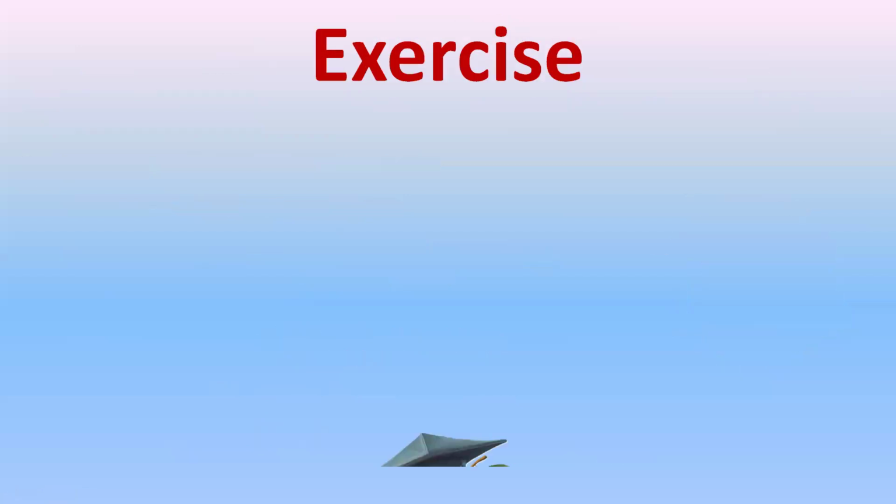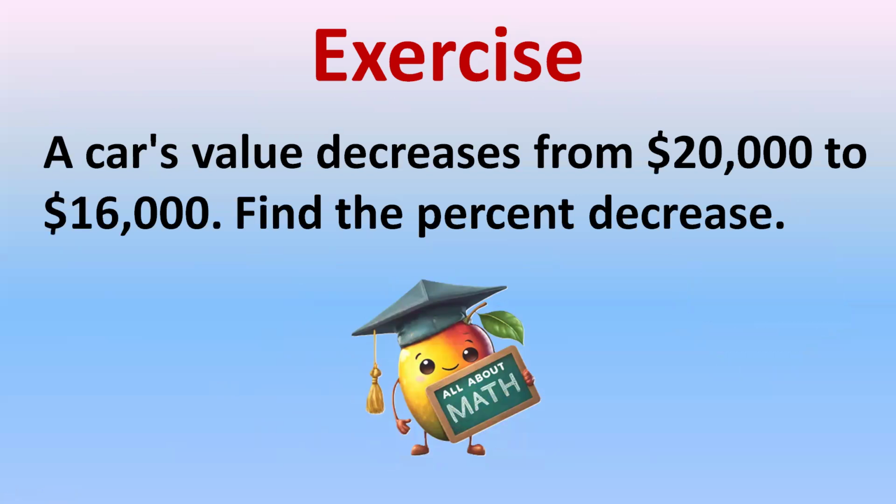This exercise is for you to solve. A car's value decreases from $20,000 to $16,000. Find the percent decrease. The formula is very easy. Find the decrease, the difference between these two, and then the percent decrease formula is decrease by original value, which is $20,000 multiply 100%. Find the value. Write the answers in the comment section.